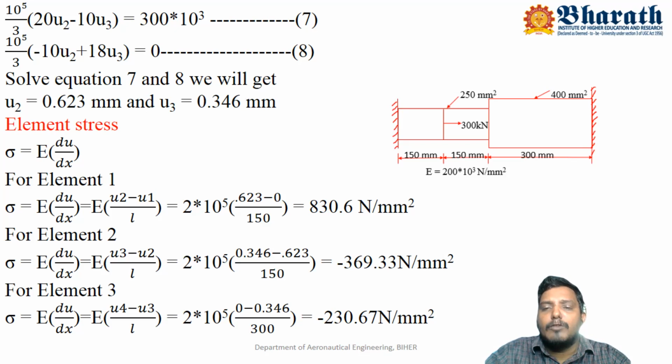The same way you have to calculate stress for element number 2. Sigma is equal to E into du by dx, where du by dx can be written as U3 minus U2 by L. Then we substitute all the values. We will get minus 369.33 Newton per mm square. The same way you calculate stress for element number 3. Sigma is equal to E into U4 minus U3 divided by L. Then we will get minus 230.67 Newton per mm square.